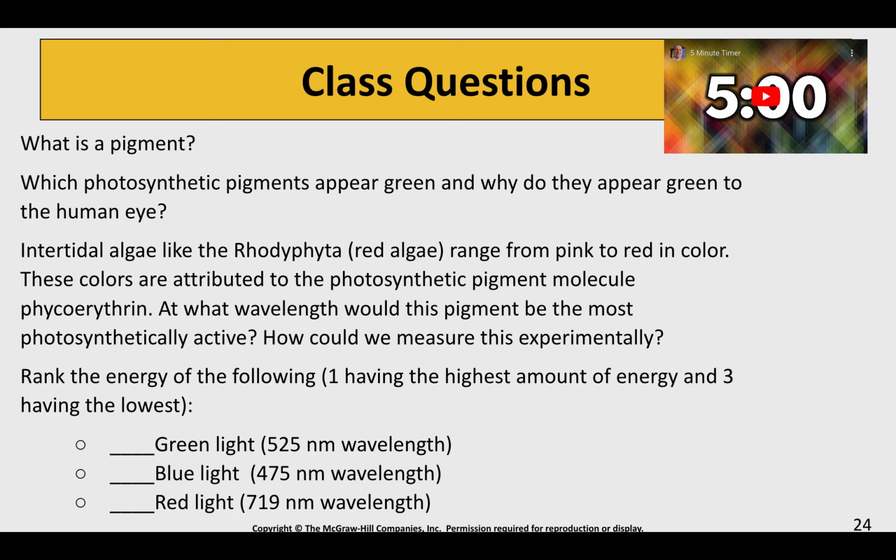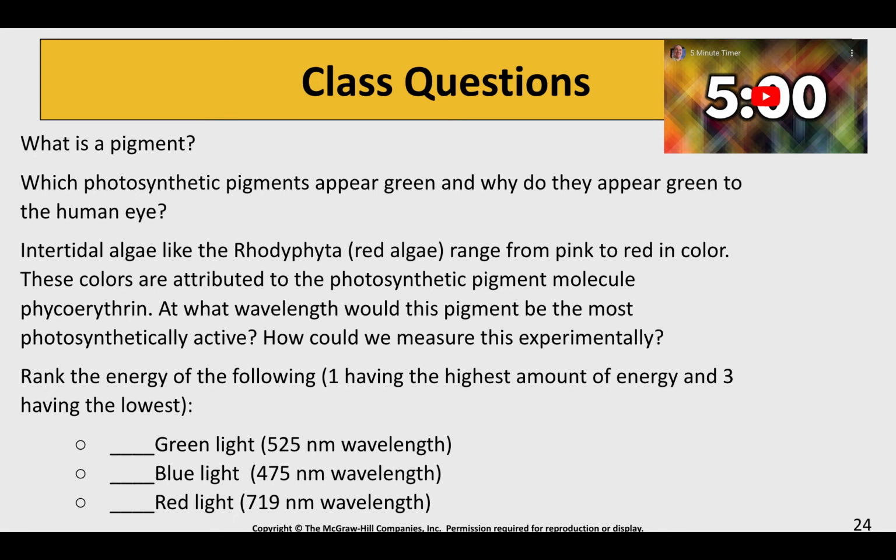Let's see, which photosynthetic pigments appear green when we look at a leaf? So when we talked about both, chlorophyll, right? Why do they appear green to the human eye? Because they don't absorb green. Yeah, green light's not being absorbed, it's being reflected back out. Yeah, which is why we see it as green.